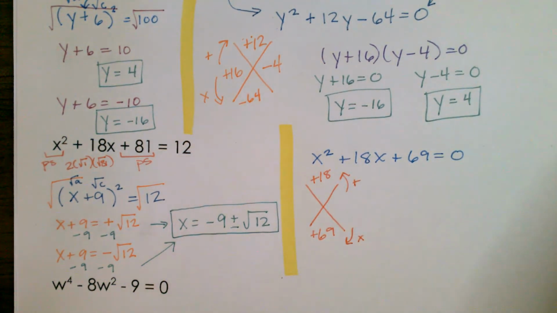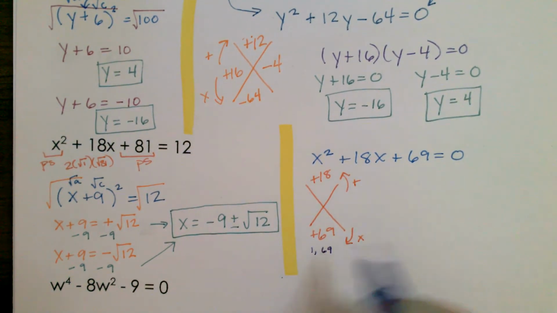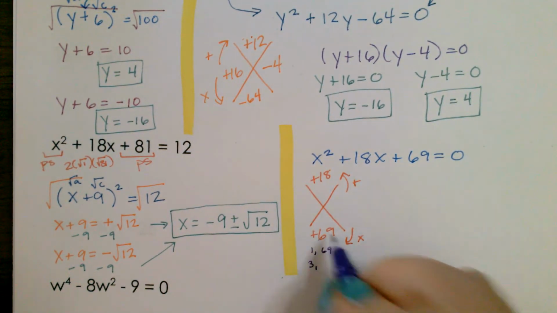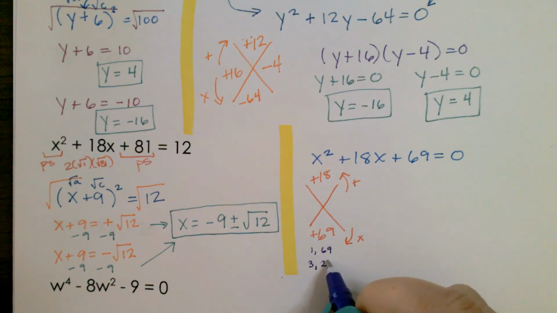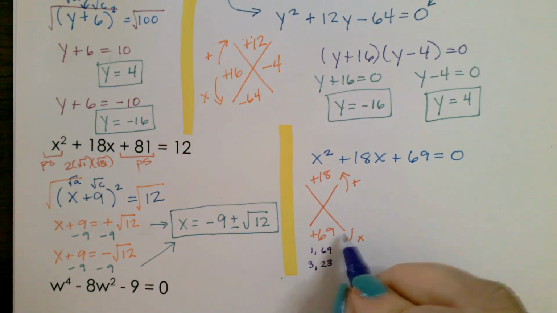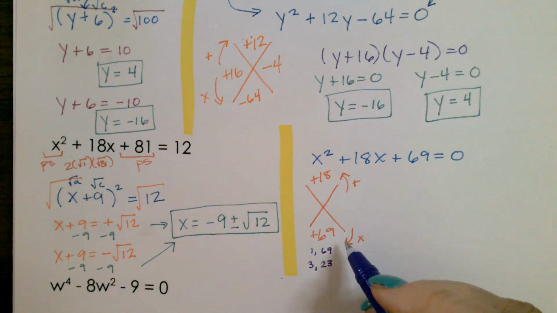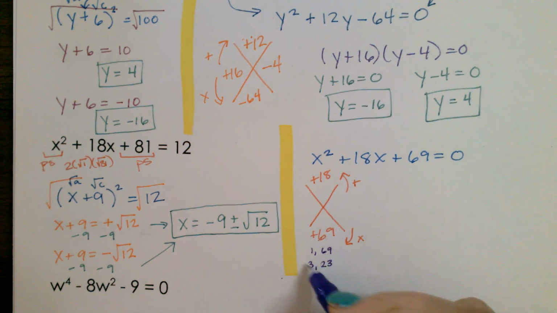So I'm going to make a little list of the factors I know. I could do 1 times that. 2 does not go in there. 3 times that would be 23. 4 does not go in there. 5 does not go in there. 6 won't go in there. 7. 8 does not go in there. 9 does not go in there. 10. I know 11 doesn't. 12 doesn't. 13 does not. 14. So these are the terms.